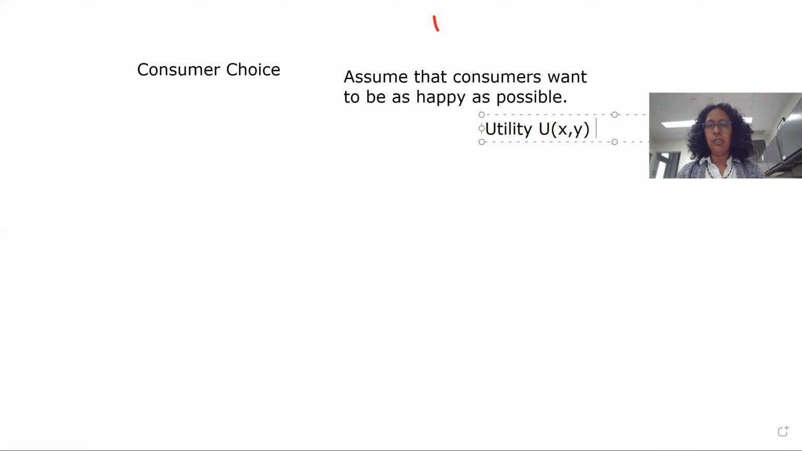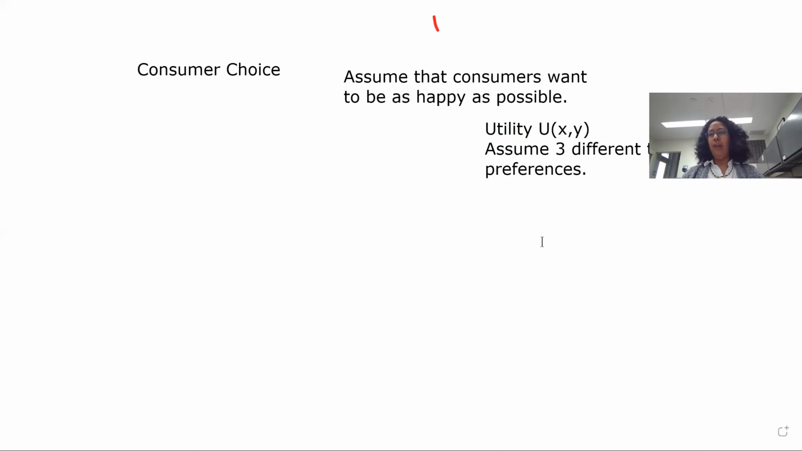Okay, so I'm going to assume three different types of preferences. And I just want to make a note on the model that we're using. The model that we're using, as before, assumes that we have unlimited wants. We want a lot of stuff, but we do not have the resources to actually get every single thing that we want. You could think of time, but for the consumer, they're trying to be as happy as possible, and their resource constraint is the budget constraint. They only have so much income. Okay. So I'm going to talk about three different types of preferences.